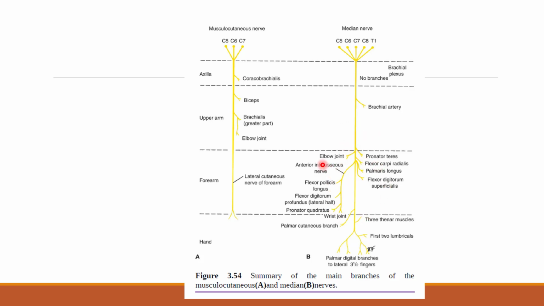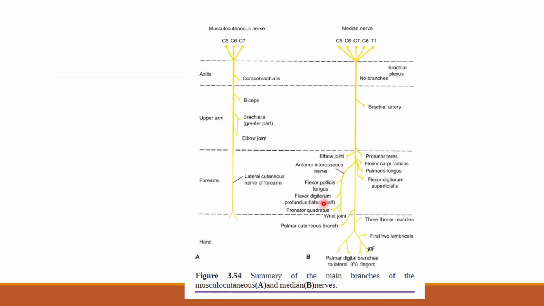First of all, it will supply the elbow joint. Then it is the main nerve of the anterior compartment of the forearm. So many muscles are supplied by the median nerve here. For example, the pronator teres, the flexor carpi radialis, palmaris longus, flexor digitorum superficialis, flexor pollicis longus and the lateral half of the flexor digitorum profundus and the pronator quadratus muscle.